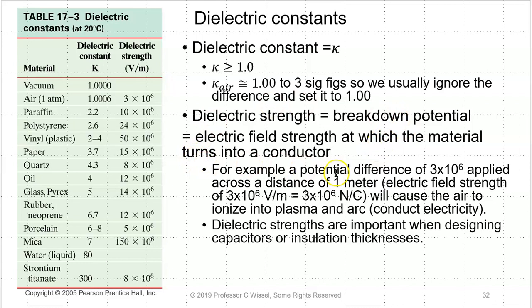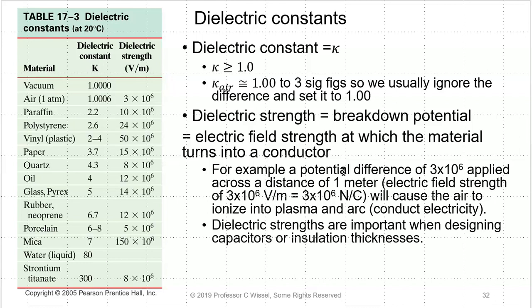So for example, a potential difference of 3 times 10 to the 6th volts applied across a distance of 1 meter, which is a dielectric field strength of 3 times 10 to the 6 volts per meter, or 3 times 10 to the 6 newtons per coulomb, will cause the air to ionize into plasma and arc, or conduct electricity. That's equivalent to 20,000 volts per inch. So if you see an arc that's 1 inch long, there's probably a potential difference across the ends of that arc of 20,000 volts.